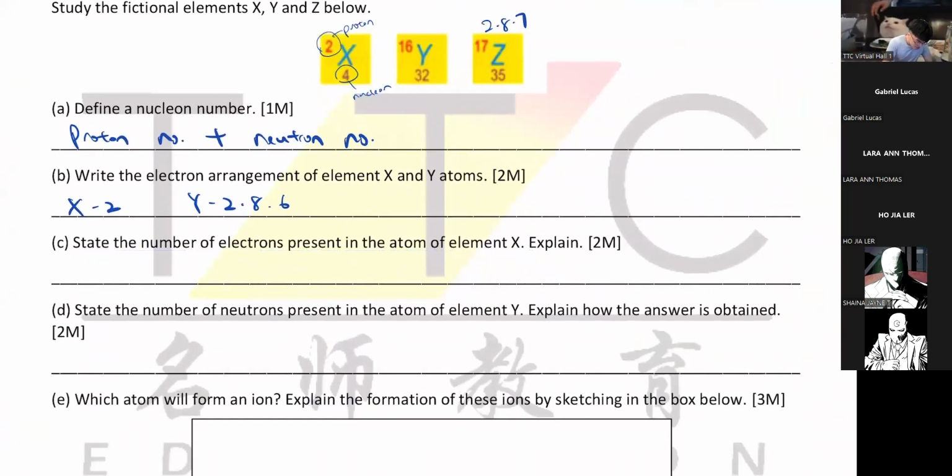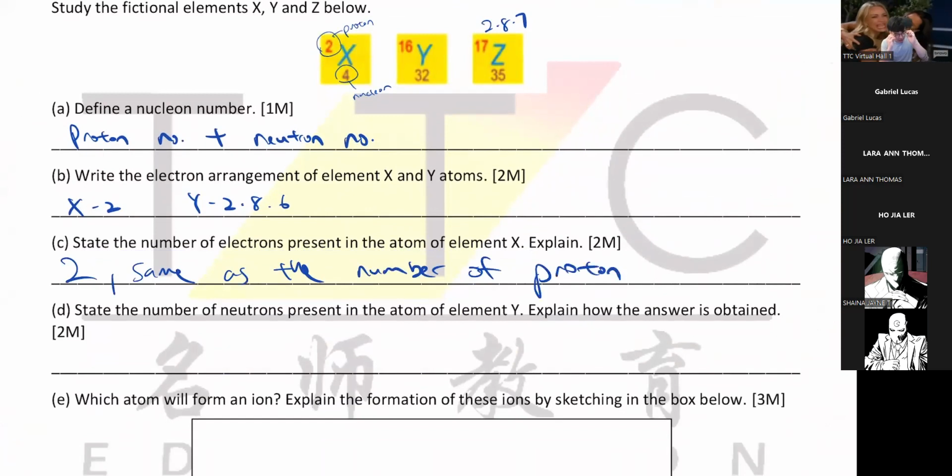So C, state the number of electrons present in the atom of element X. So how many electrons here? 2 lah. Why? Because it is the same as the number of protons. Like I said, proton and electron number is always the same. How many plus means I have how many minus. So in this case, X has 2 protons, that means it has 2 electrons. If there is a different number, guys, if there are more protons than electrons or more electrons than protons, we don't call it an atom, we call it an ion. Remember, when I take electrons or throw electrons, I become less or more than the protons, then I am called an ion. So very different already.